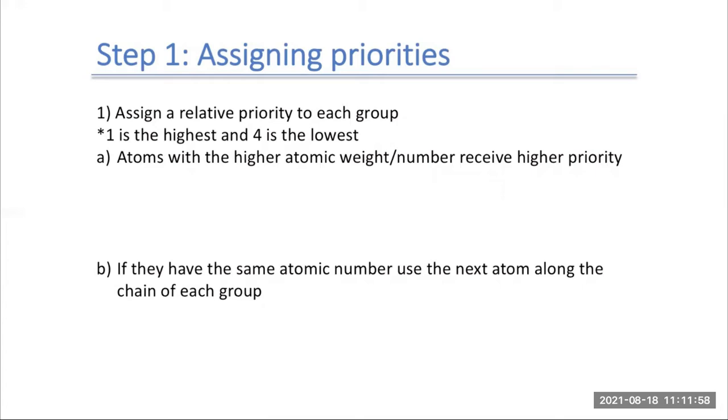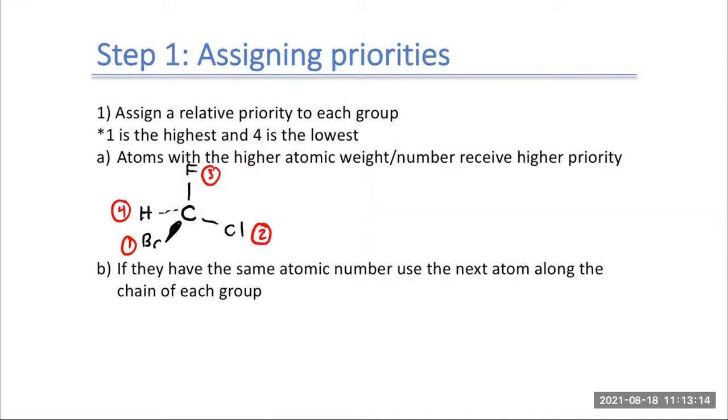So for example, if we had a carbon, the fluorine, the chlorine, a bromine, and a hydrogen. Looking at your periodic table, or you might know this already, which one is the higher number? Bromine's the highest. It's the heaviest atom. Chlorine's the next. Fluorine. And then hydrogen is our lowest priority. So we can number our priorities as such.